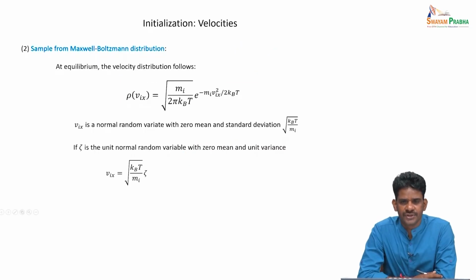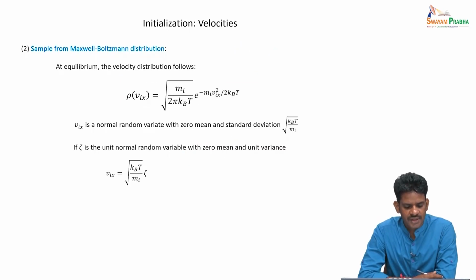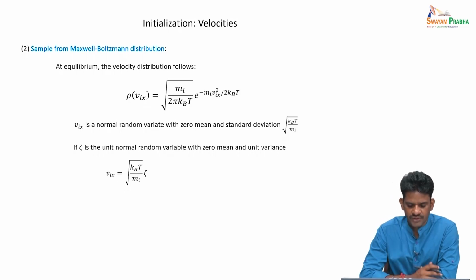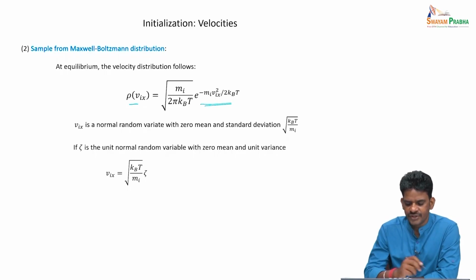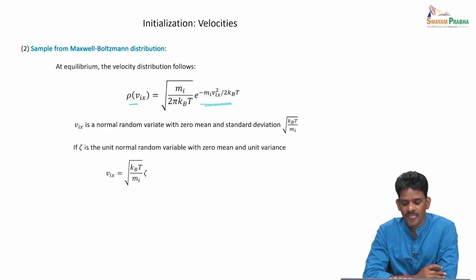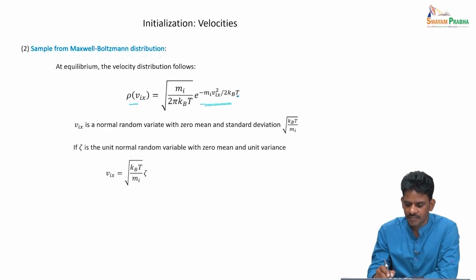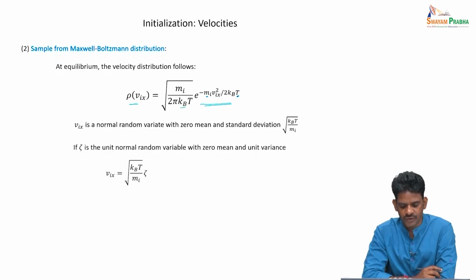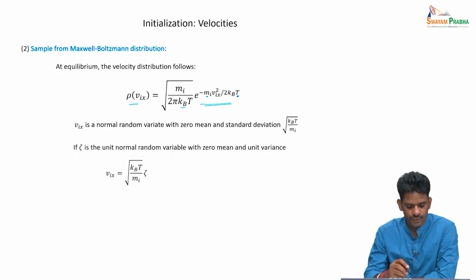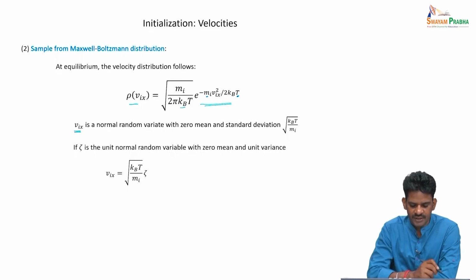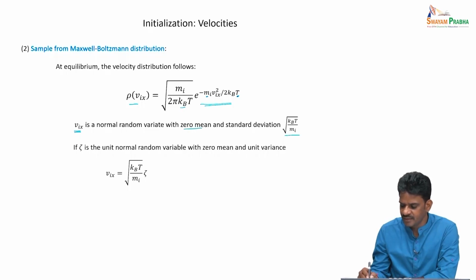Now, the other approach to initialize the velocity is by sampling velocity from a Maxwell-Boltzmann distribution. The Maxwell-Boltzmann distribution of velocity is given by this expression. You can see it is a Gaussian function and it depends on the temperature, the mass of the particle, and kB here is the Boltzmann constant. So, now we should be able to sample a random number based on this particular distribution, and that random number will be a normal random variable with a 0 mean and a standard deviation proportional to square root of T.